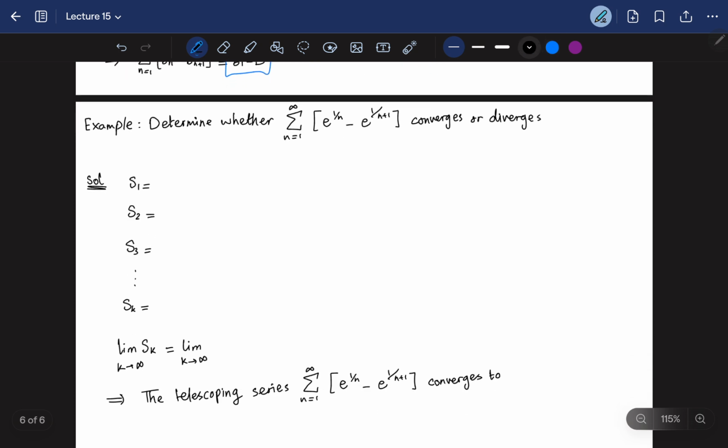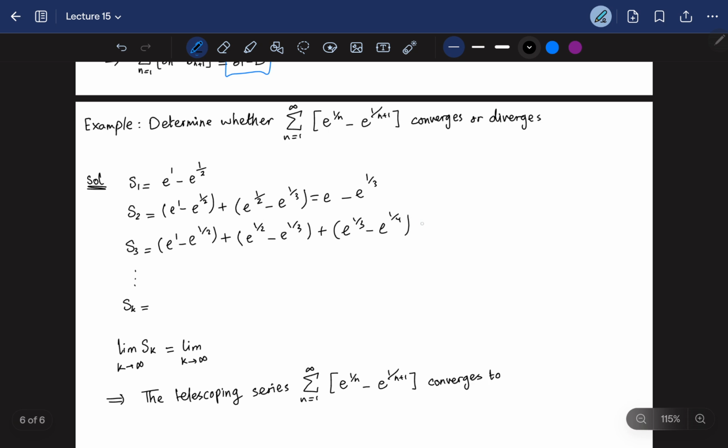Let's try this example. If I have a summation of e to the 1 over n minus e to the 1 over n plus 1, let's do the partial sums. S1 is going to be e to the 1 minus e to the 1/2. S2 is going to be a1 plus a2. Once you simplify, you're going to get e minus e to the 1/3. Similarly for S3, a1 plus a2 plus a3. We're going to cancel stuff out since this is a telescoping series. So I'm going to get e minus e to the 1/4.